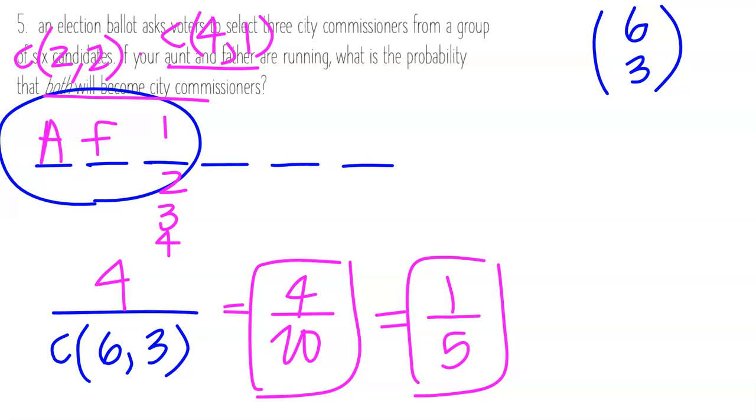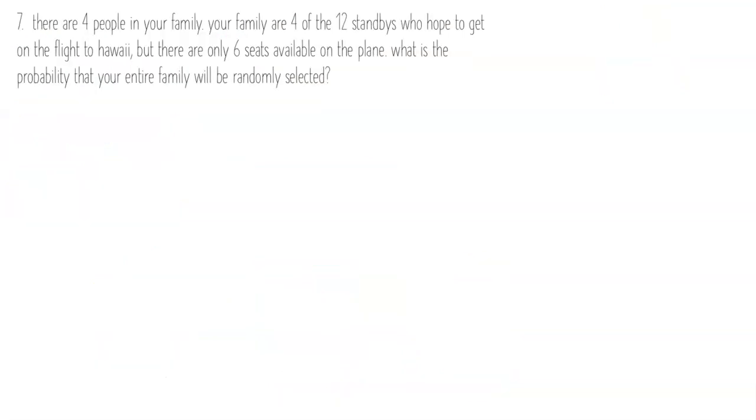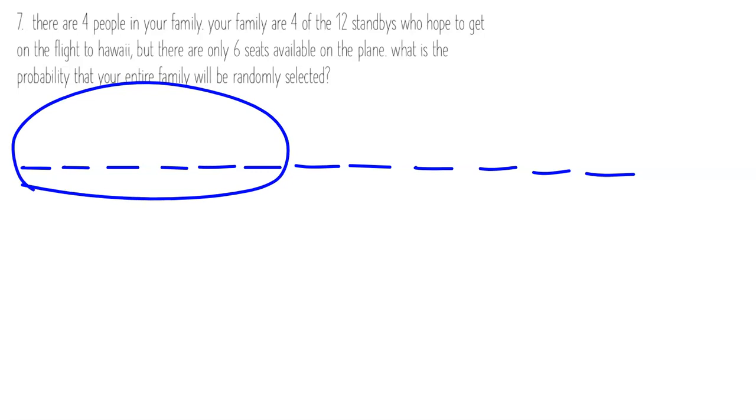Moving on to number 7, since I don't really see any questions coming in. There are 4 people in your family. Your family are 4 of the 12 standbys who hope to get on a flight to Hawaii. Again, this is very, very similar to the previous question: 1, 2, 3, 4, 5, 6, 7, 8, 9, 10, 11, 12. There are 6 seats available on the plane. So these are the 6 people that are going to be chosen.